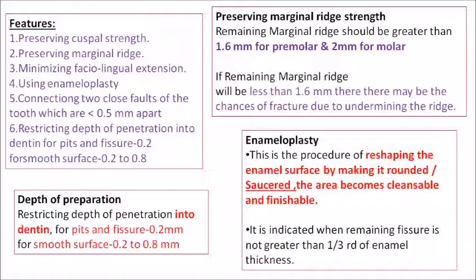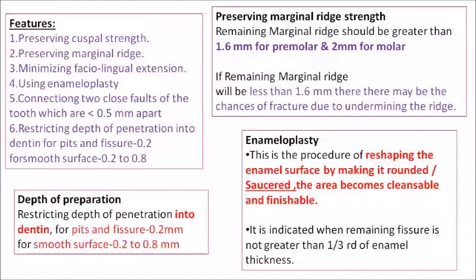Restricting depth of the penetration into the dentin for pit and fissure sealants or pit and fissure caries, that should be 0.2, and for smooth surface caries that should be 0.2 to 0.8 mm. Now the depth of preparation, which is restricting the depth of penetration into the dentin, okay. So for pit and fissure it should be 0.2 mm, and for the smooth surface it should be 0.2 to 0.8 mm. This point is very important, that is the depth of the preparation.